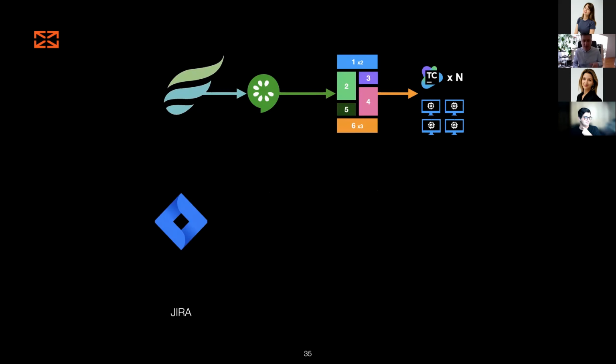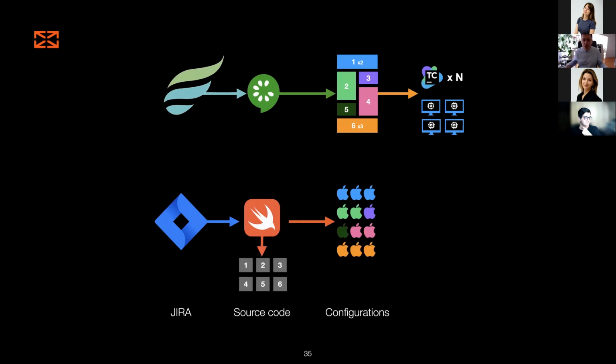Another example, we had a similar task where we had the Jira cases and we had to parse the mobile source code to extract the unique subsets of mobile configurations to run on, so we can also form the execution tasks for a CI system according to needs of a test environment.